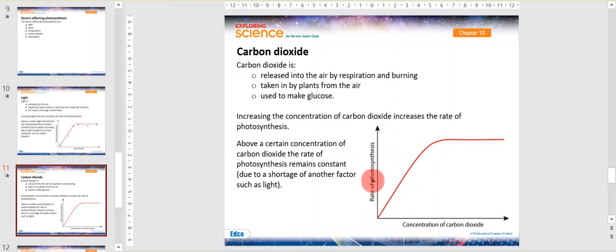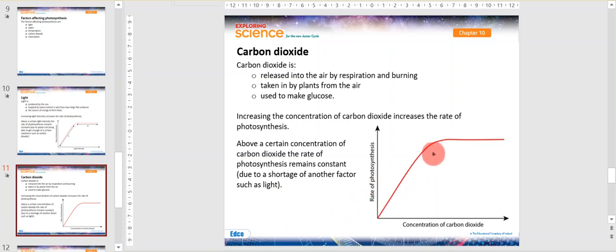So how much photosynthesis is actually happening. You can see here that there's a steady increase, and again you get to a point where we're not getting any extra photosynthesis happening. So you get this leveling off effect here. Again, above a certain concentration of carbon dioxide, the rate of photosynthesis remains constant due to a shortage of another factor such as sunlight. So again, we get to a certain point and we can't get the rate of photosynthesis up any higher.